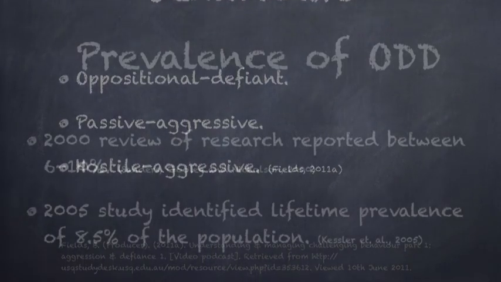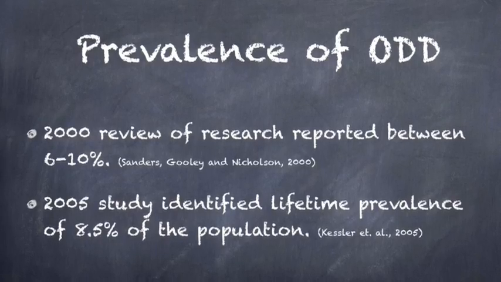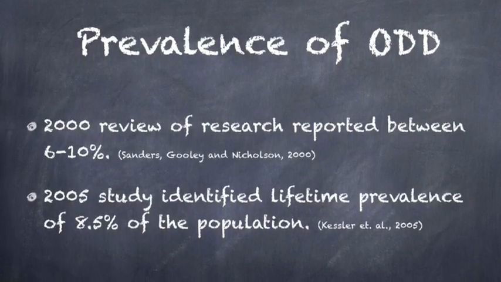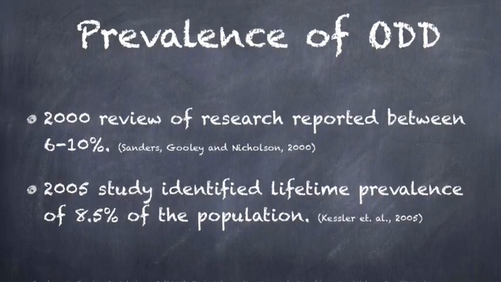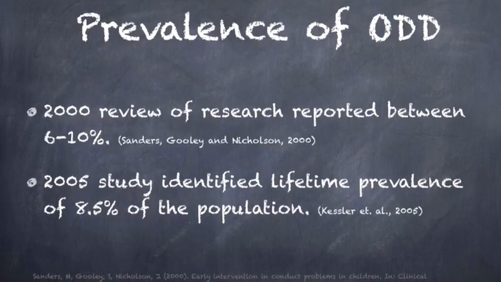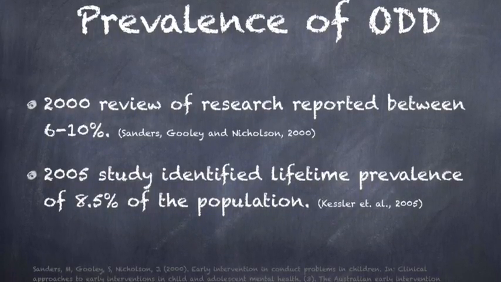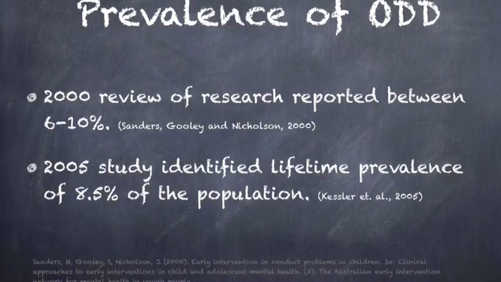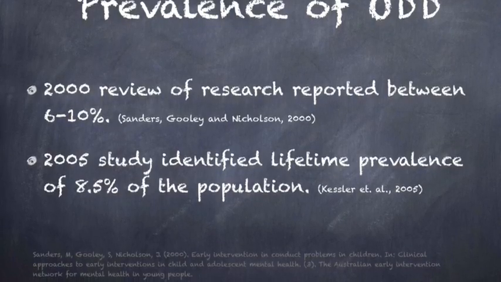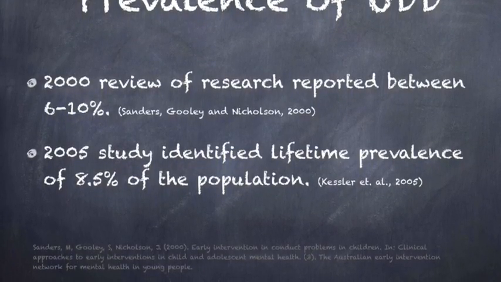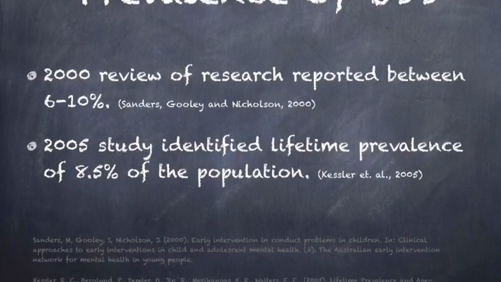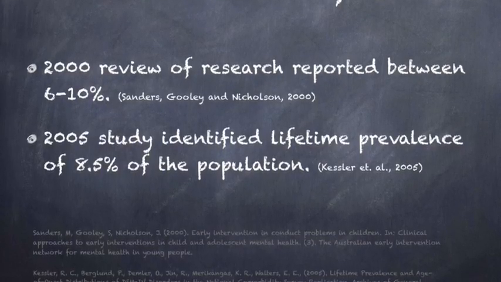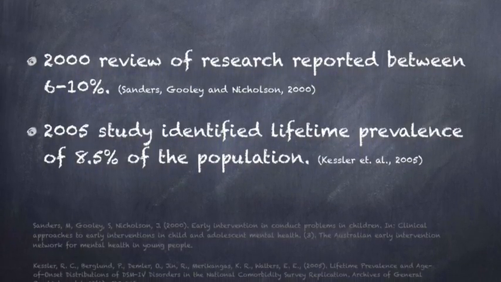In reviewing international research, Sanders, Gooley and Nicholson reported in 2000 that the prevalence of ODD ranged from between 6 to 10%. A later 2005 study in the US by Kessler and others confirms these data, finding that the lifetime prevalence of oppositional defiant disorder to be 8.5% of the population. Having a plan to deal with such behaviours would therefore seem to be a pertinent task.